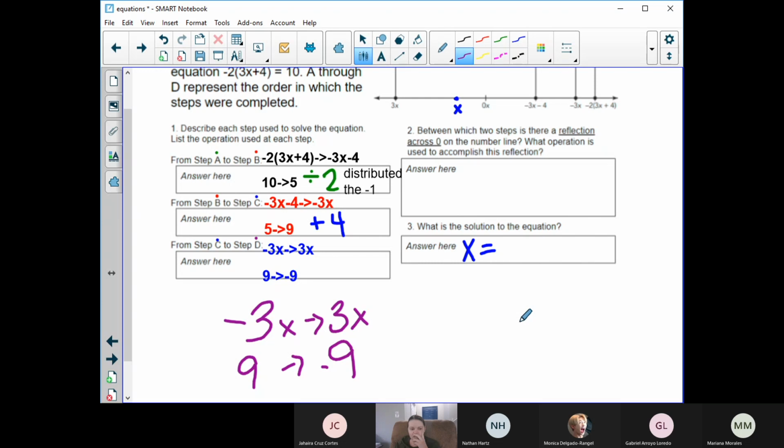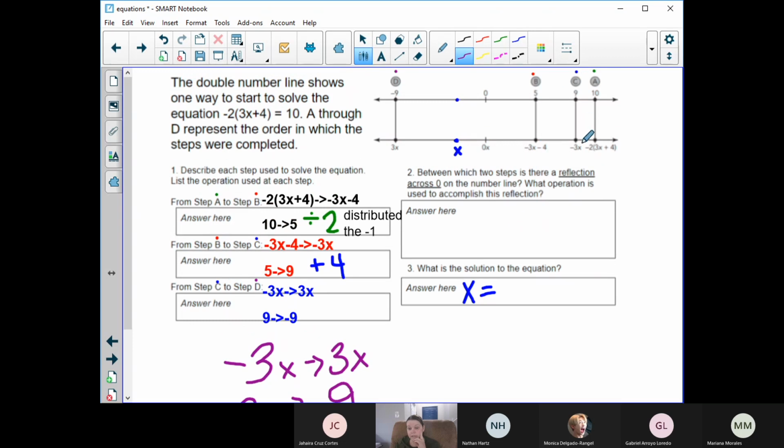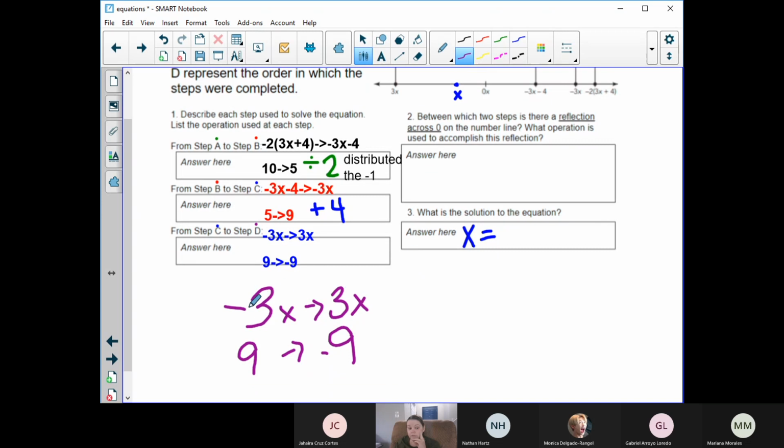How did we get from 5 to 9? You're looking at different steps, okay? That's why I made them different colors here. So look at what's in blue here and what I wrote in purple down at the bottom. We're starting at point C or step C here and going from C all the way to D on the other side of the number line. So we are going from -3x to +3x and +9 to -9. All right.